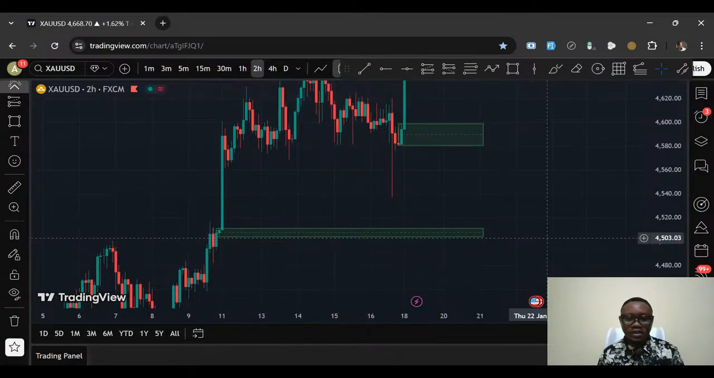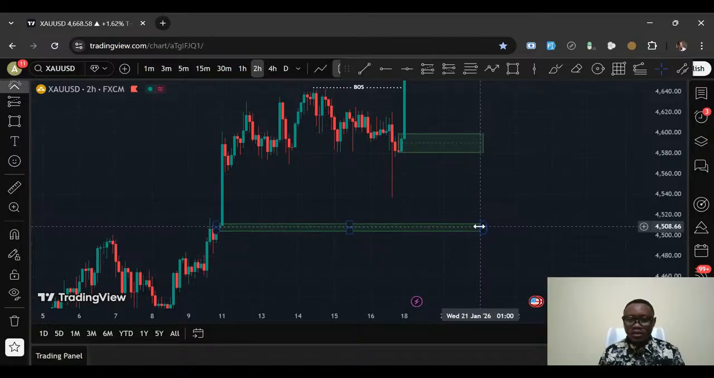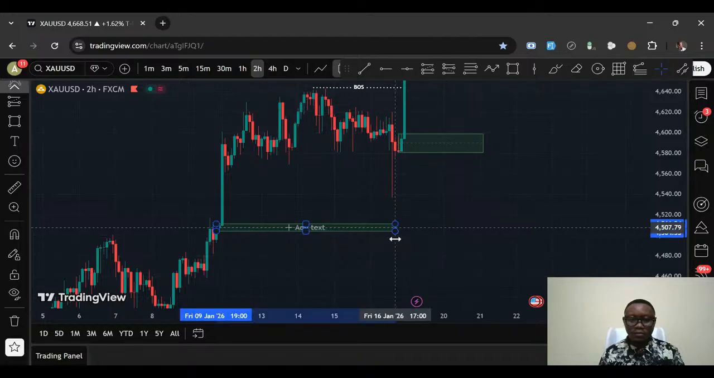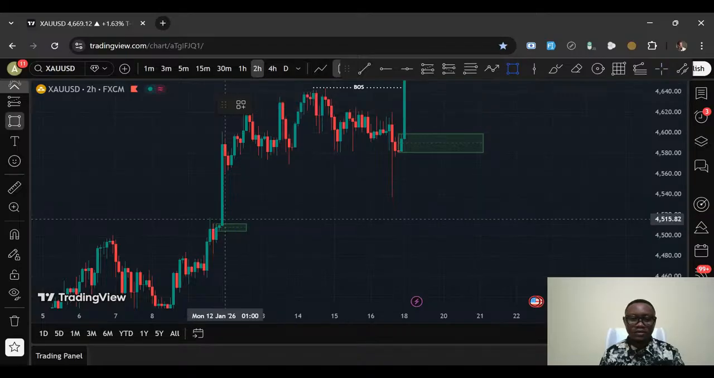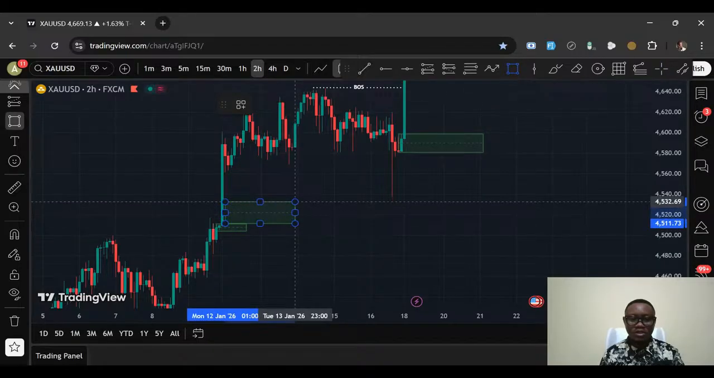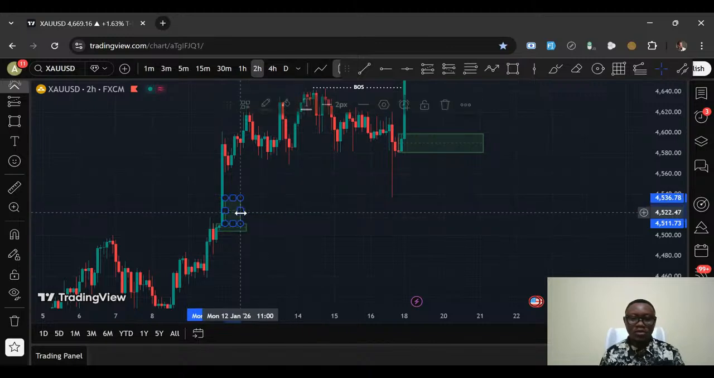All right, so we have this, but again, because price is kind of far away from it, I'm going to minimize it. Let's just have it for reference. And this is the FVG for this zone. This is the FVG for this zone. This. Okay. So I'll minimize it as well.